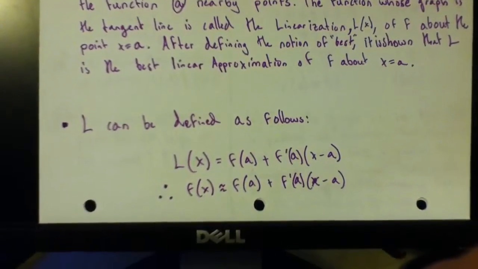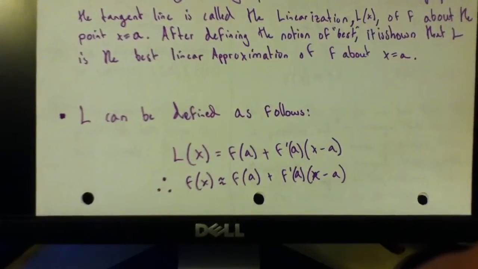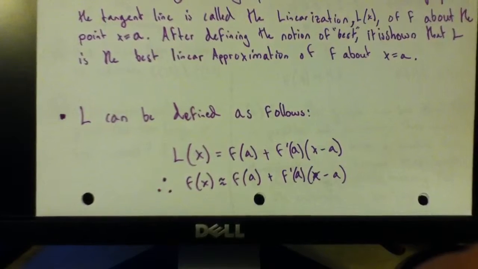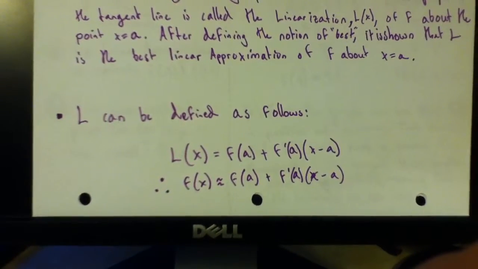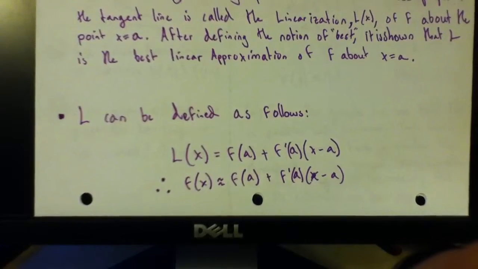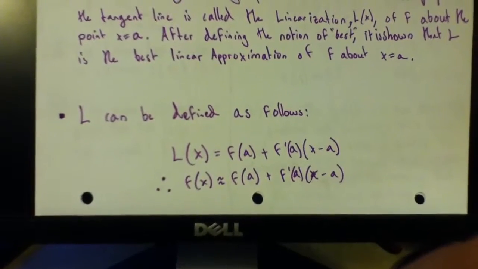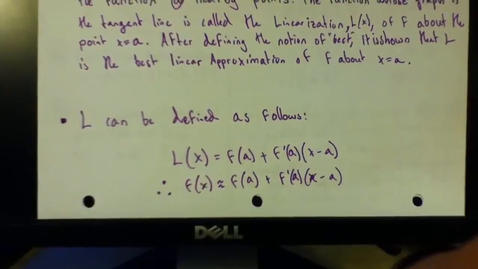Now, L can be defined as follows. L of x equals f of a plus f prime of a times x minus a. And therefore, f of x about equals the above equation, since f of x about equals L of x.